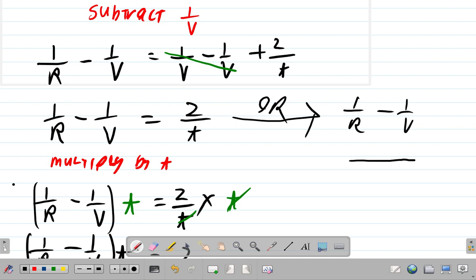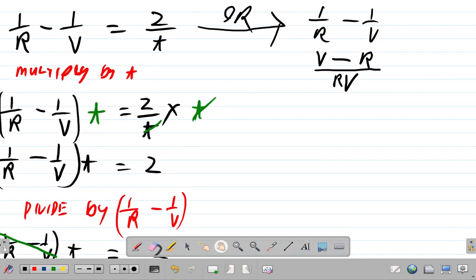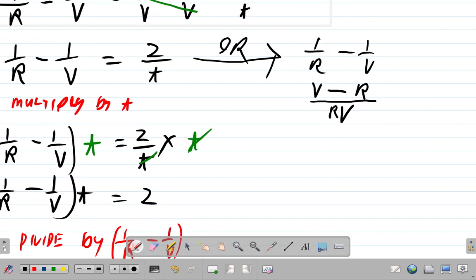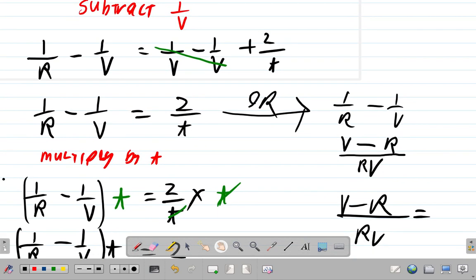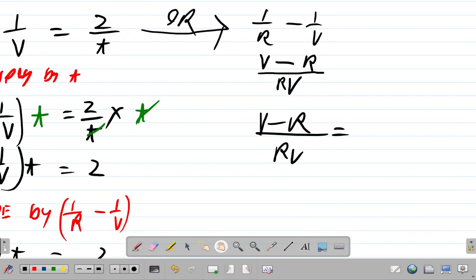Draw the line, find the LCM. This is RV. R into RV goes V times. V times 1 is V. Minus V into RV goes R times. R times 1 is R. You remember your fractions, right? So here now, this is V minus R divided by RV equals 2 divided by T. Alright?